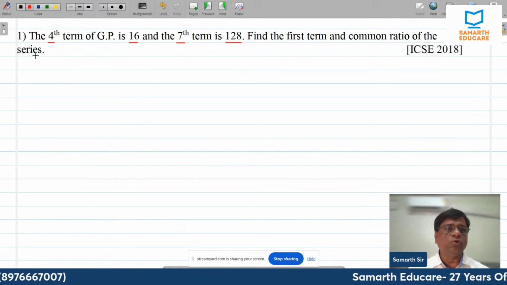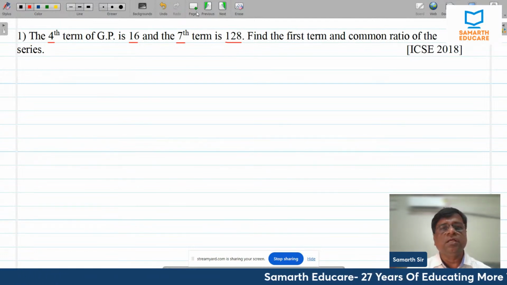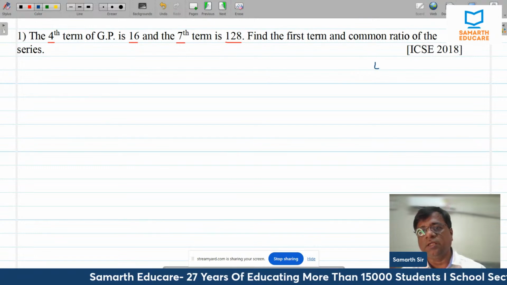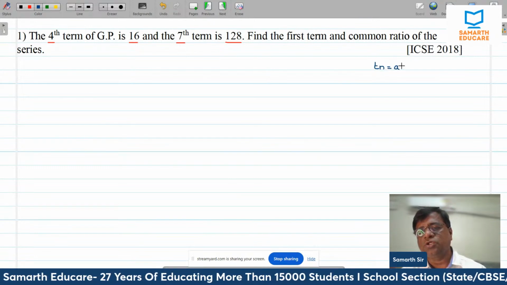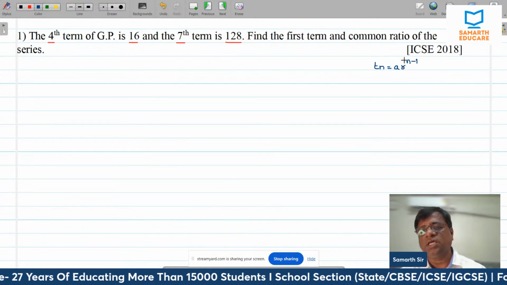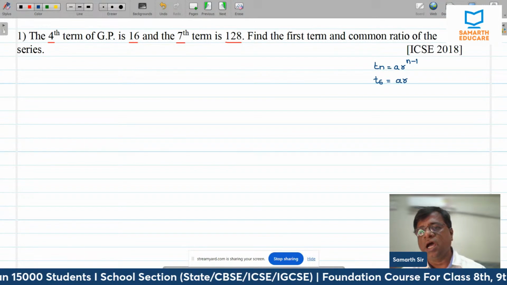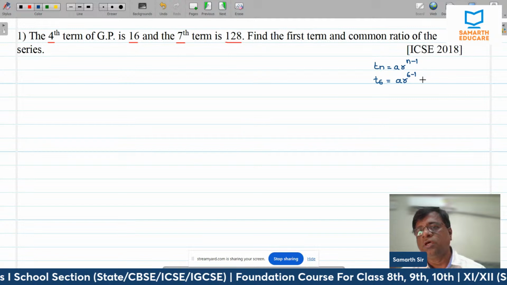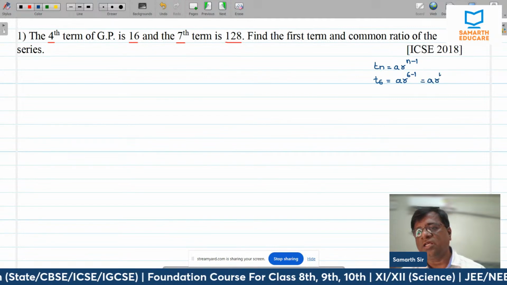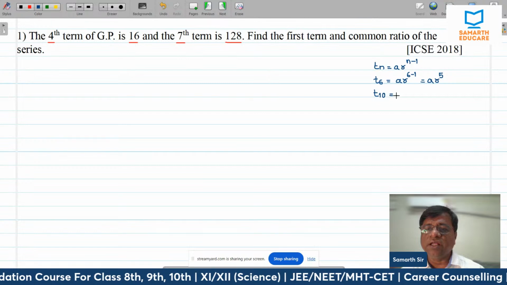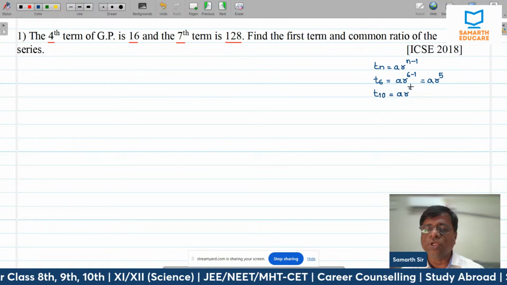Okay, we'll go into it now. First of all, we all know that at this moment Tn is a r raised to n minus 1. This thing you need to practice. If I'm looking for T6, that means a r raised to 6 minus 1, which can be directly written as a r raised to 5. Hence, if somebody asks me for T10, I will directly write it as a r raised to 9.